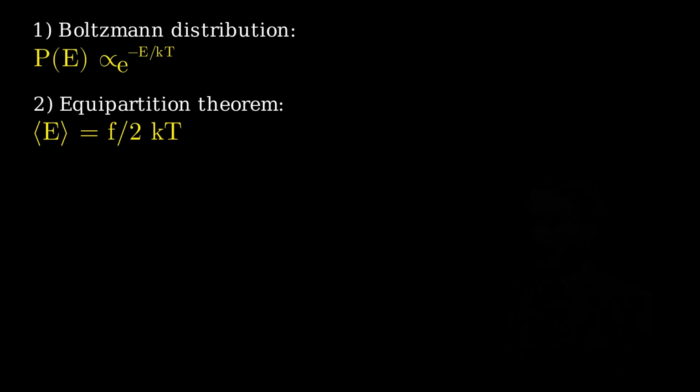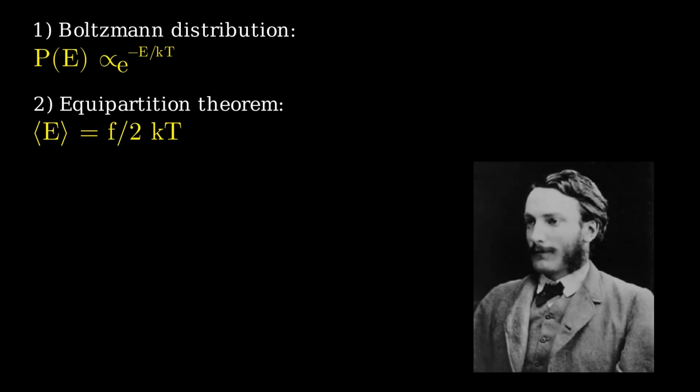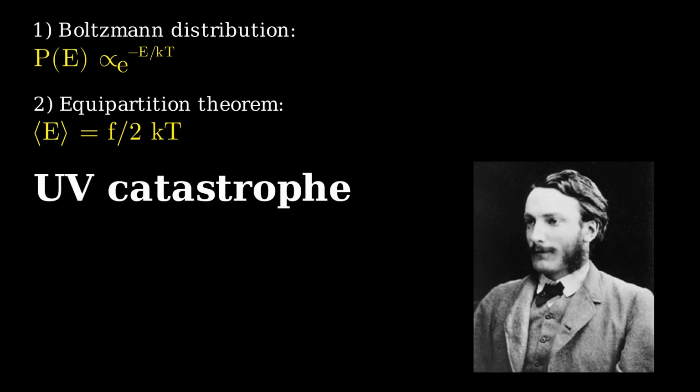In this video, we're going to show what happened when an English physicist, Lord Rayleigh, applied the equipartition theorem not just to a system like a spring or a particle, as we've previously covered, but to electromagnetic radiation itself, and in doing so, showed that classical physics was fundamentally broken in what we now refer to as the ultraviolet catastrophe.